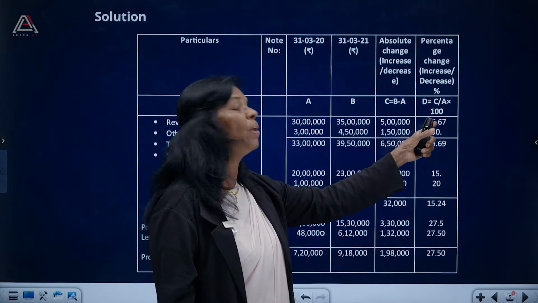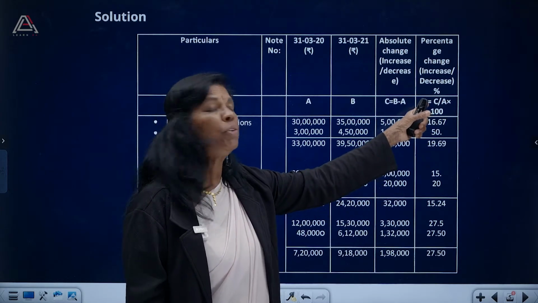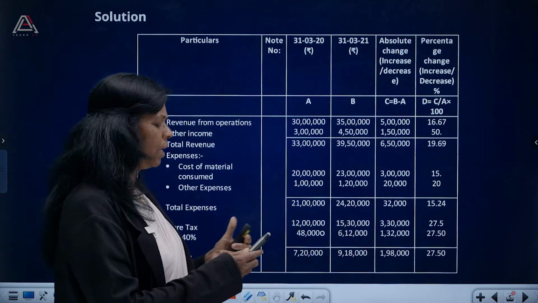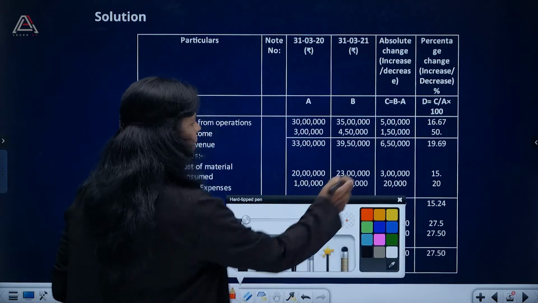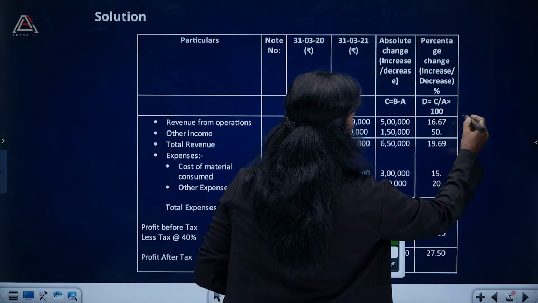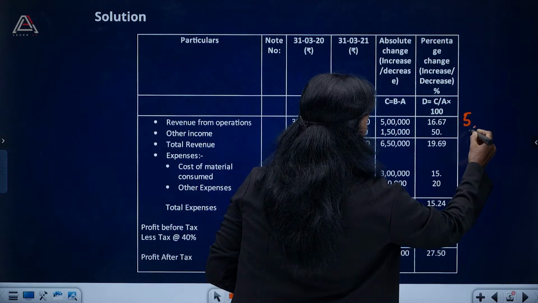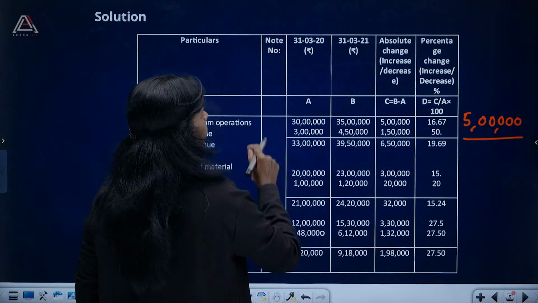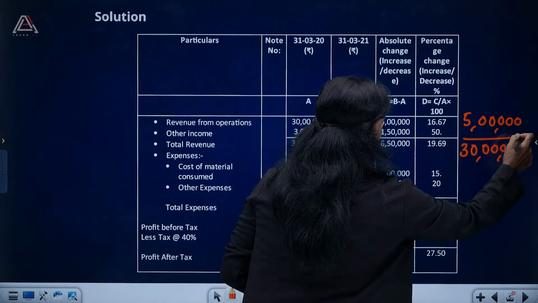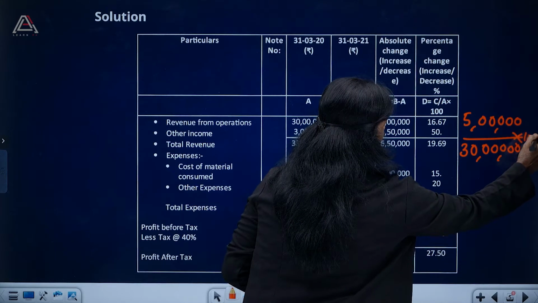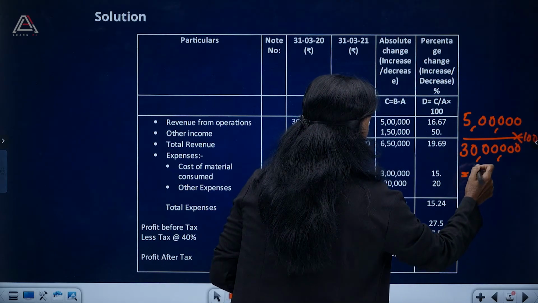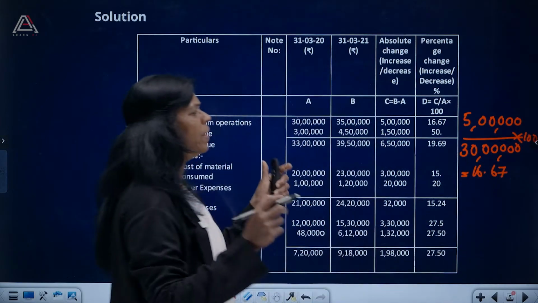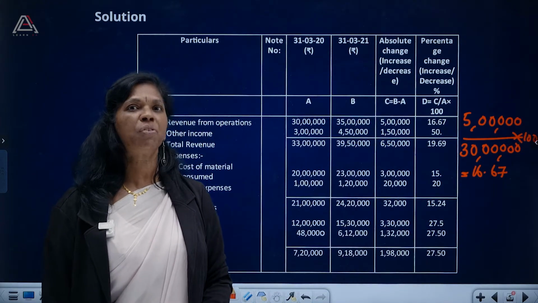Then last column, find out D. How to find out D? This is C. C divided by A into 100. So C means 5 lakh divided by A. A how much? 30 lakh into 100. So we will get 16.67. Like that way we will get each amount. Same procedure we have to follow.